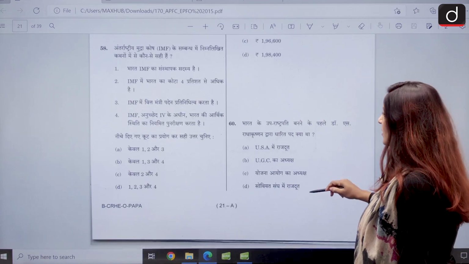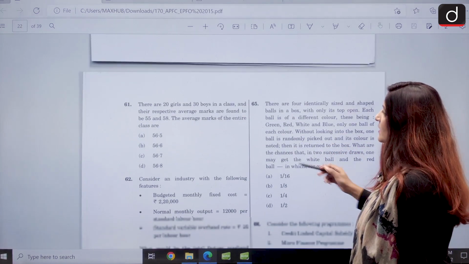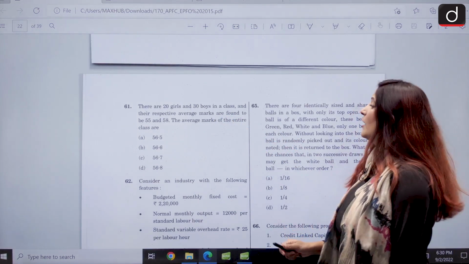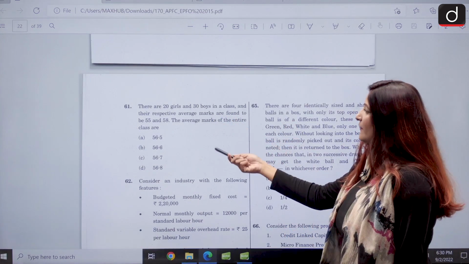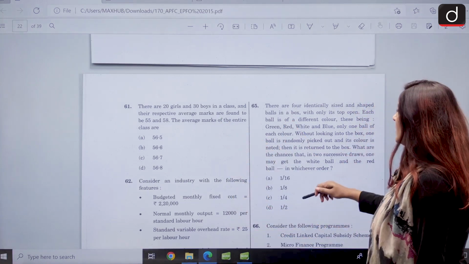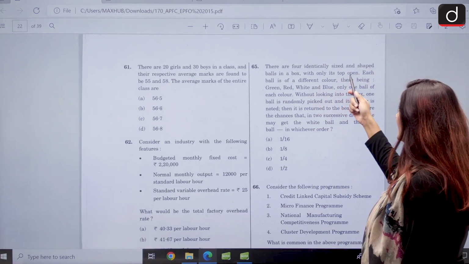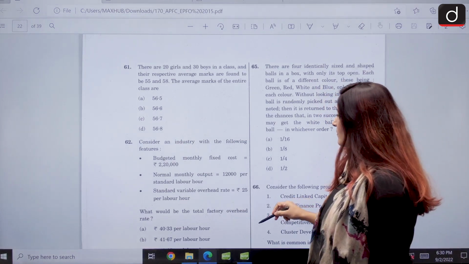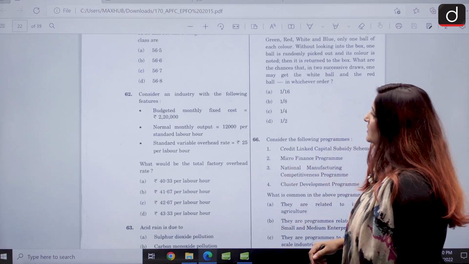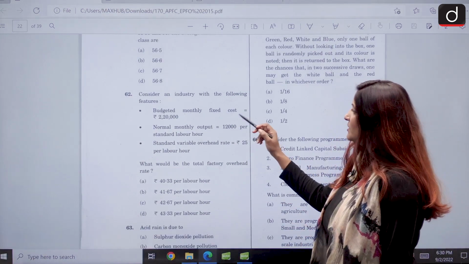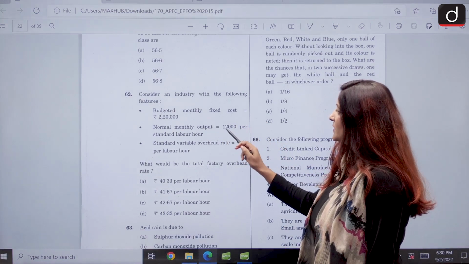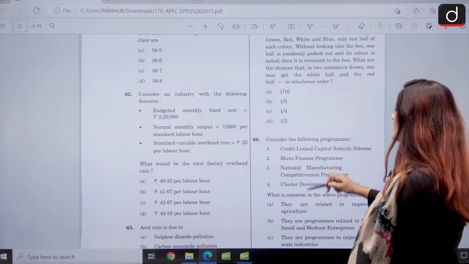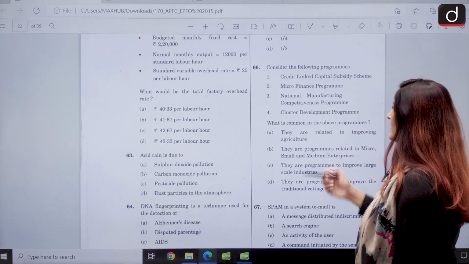Then next is, there are 20 girls and 30 boys in a class and the respective average marks are found to be 55 and 58. What is the average? Simple math question. Again, there are 4 identically sized and shaped balls. So this basically belongs to permutation and combination. Moving ahead. Now, consider an industry with the following features: budgeted monthly fixed cost, normal monthly output, standard variable overhead rate, total factory overhead rate, maths. Maths questions are also there in considerable amount.